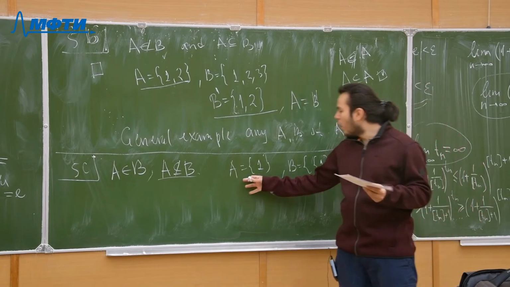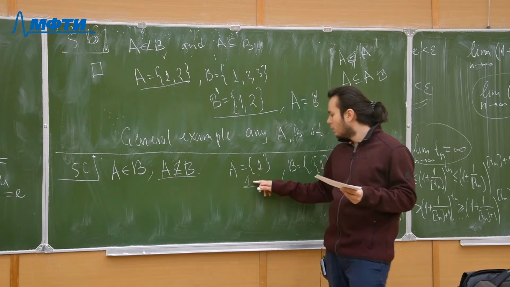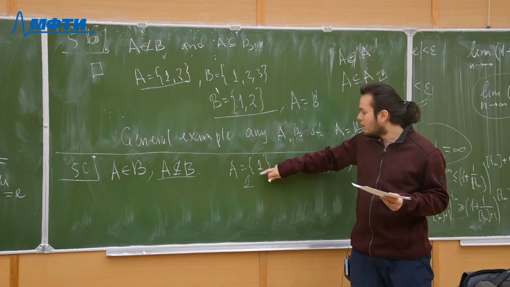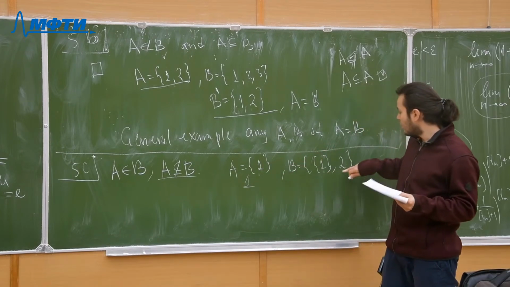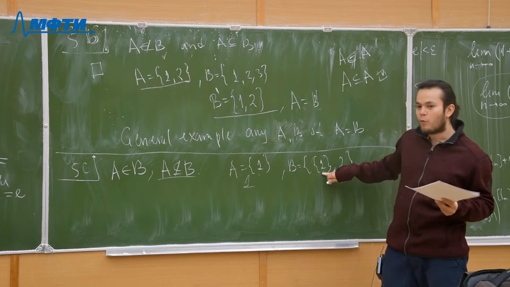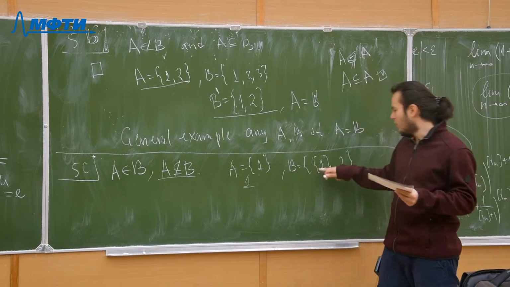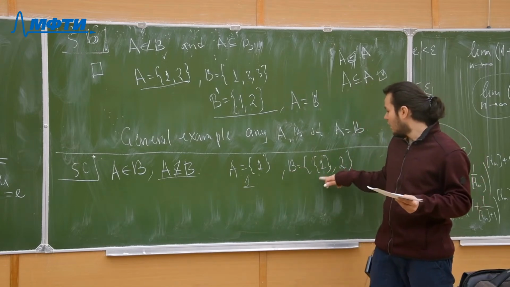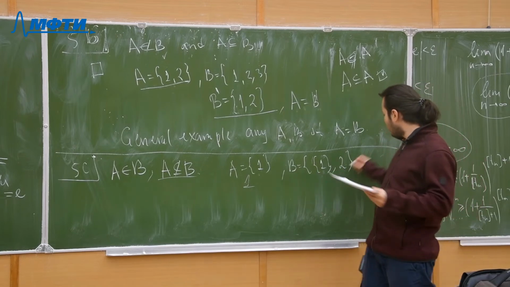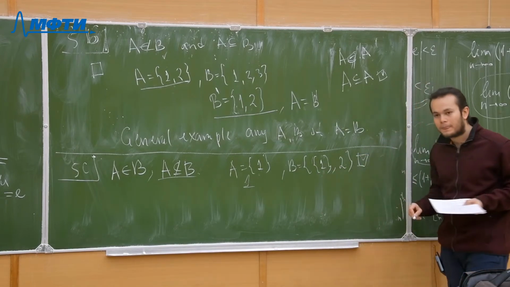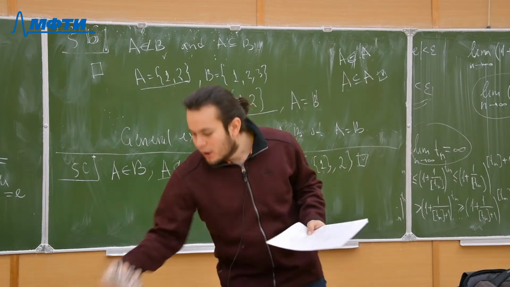Why? Because what are the elements of A? Just 1. All the elements here are just 1. And the elements of B are the singleton of 1 and 2. And 1 is not equal to the singleton of 1. We will see that later. And 1 is not equal to 2. So for this A and B, this holds, right? But anyway, still I would like to give you a more general case.